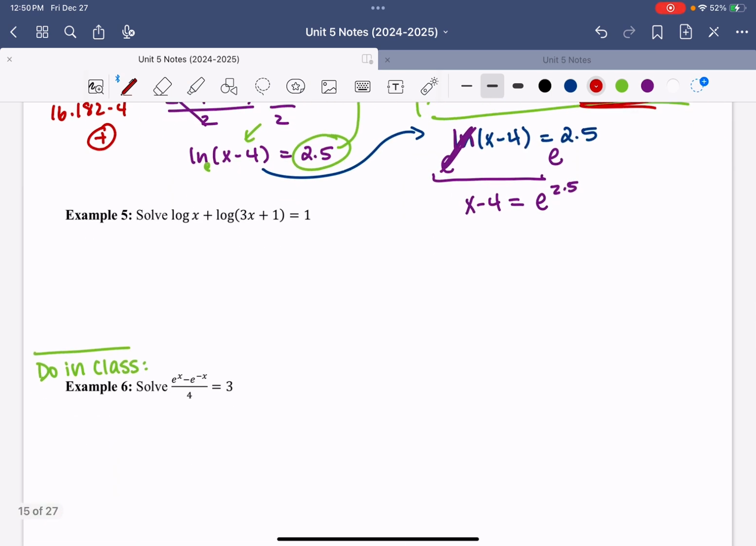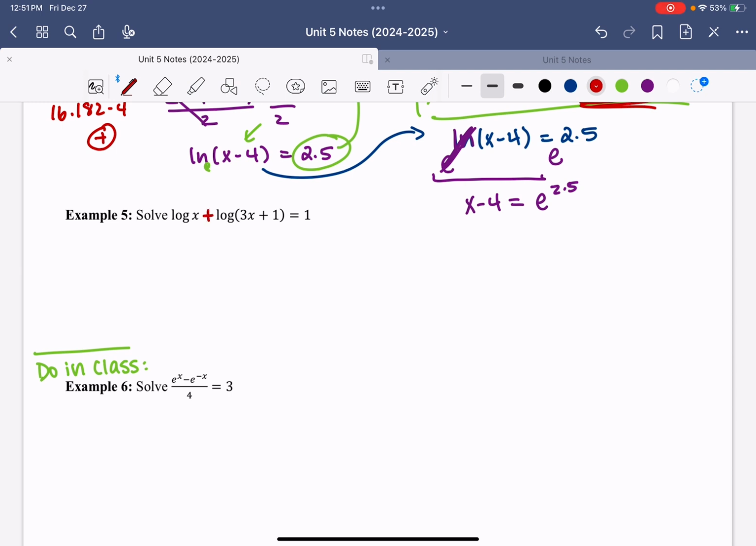All right, last one, example 5. We're going to save example 6 to do in class, but example 5 will be our last one. We're solving log of x plus log of 3x plus 1 is equal to 1. So this equation has 2 logarithms. What we want to do is use log properties to combine this into a single logarithm, okay?